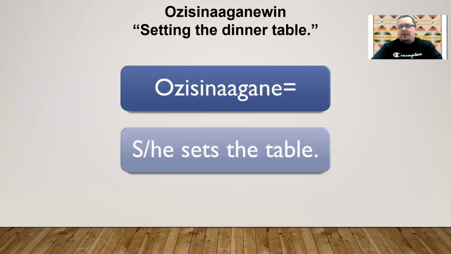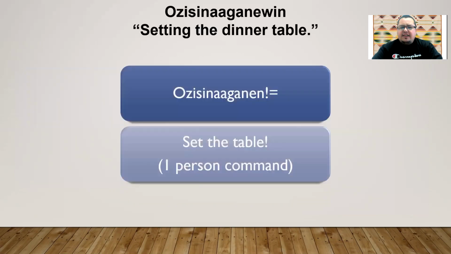Okay, so we have a little bit of vocabulary we're going to go through too. Ozisinagane is the verb: she or he sets the table. Ozisinaganen, you're commanding one person. Usually we designate one person, maybe more, but usually we say Ozisinaganen with the N at the end. N is our command. So, set the table to one person, Ozisinaganen.